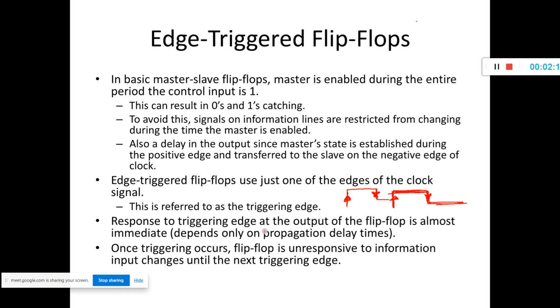Okay. The response to the triggering edge at the output of the flip-flop is almost immediate, but still it depends on the propagation delay, which will be specified by the manufacturer. Once triggering occurs, the flip-flop is unresponsive to the information input changes until the next edge. The flip-flop will change only on the positive edge or on the negative edge. At other times it will not respond, that is, it is unresponsive. The output will respond only on the positive edge or on the negative edge.